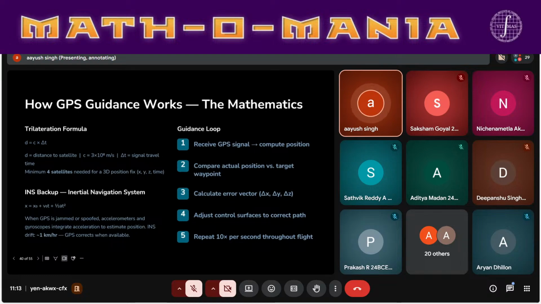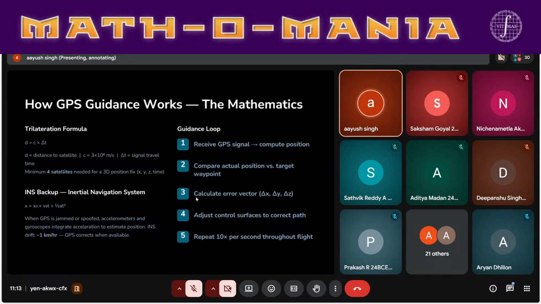So let us see the guidance loop. How exactly does this GPS work? First of all, the weapon receives a GPS signal and it computes its position, its exact position. Then it compares its actual position with the optimum path, also known as the target waypoint, from which we take the lowest time, or the path which is the safest for the missile without getting intercepted by interceptors, which we will see later in the slides.